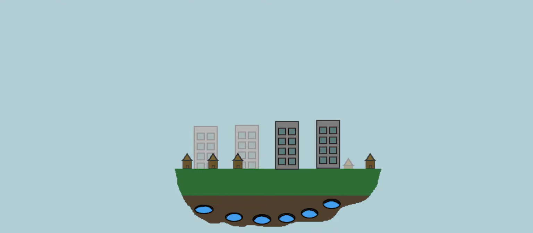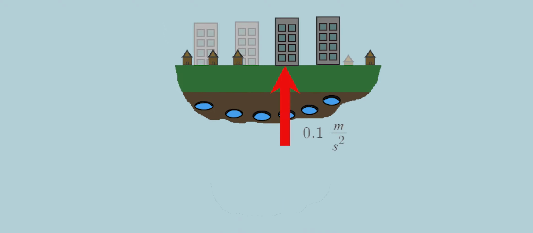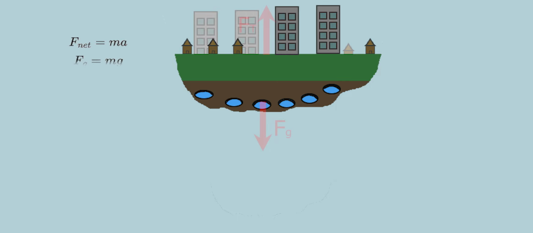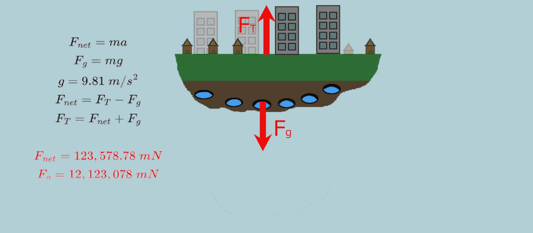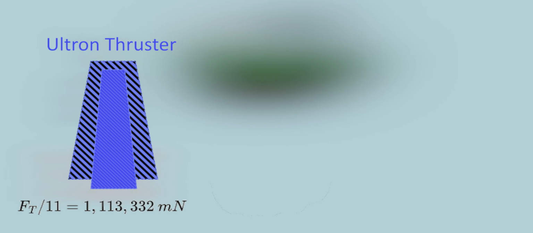By looking at the movie, we can figure out the island accelerates upwards at 0.1 meters per second squared. This allows us to calculate both the force of gravity and the force of the thrusters. This is where our problems begin. These thrusters are way too powerful to be realistic. There are 11 thrusters, meaning that each thruster produces this amount of force.